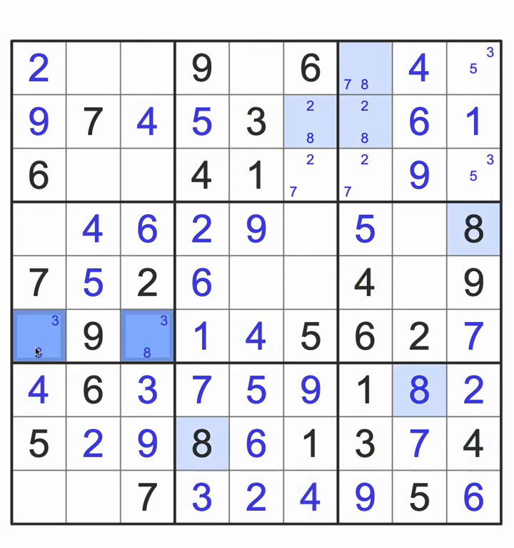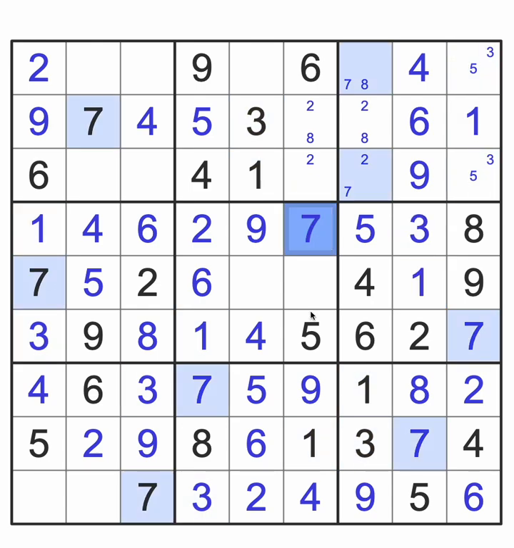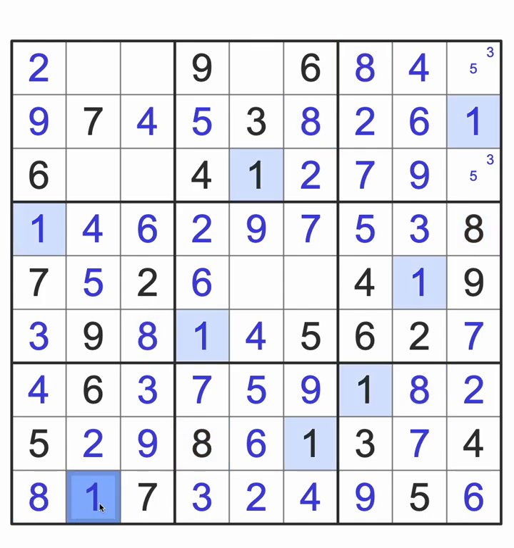These are 3 and 8. 3 here makes this cell 8, gives me 3 and 1, and 1 and 3. That makes this cell 7, gives me 2, 7, 8, 8, 2, 8. And this is 8, and this is 1, which blocks these. This 1 blocks here, gives me 1. That makes this cell 5.